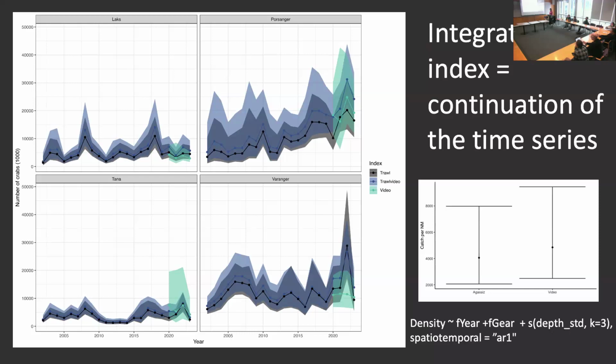No, but it's definitely missing something, and that's my next point. This is lumped together over all sizes, but since from the video we only get numbers, and we get size and a lot of biological information from the trawl, I thought it was a good idea to illustrate what we actually could do with the video compared to the trawl. But it's definitely not showing the whole picture.